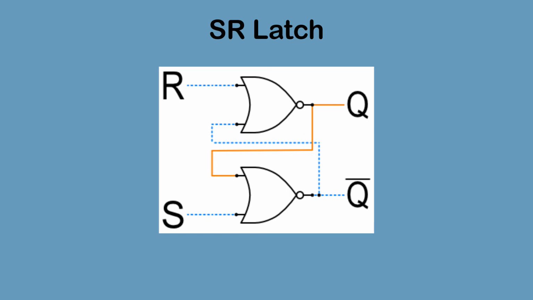So now let's reset the latch. When the reset signal becomes high, the top NOR gate no longer has two false inputs, so it returns false. This switches the Q output to off, and it feeds back into the bottom NOR gate. The bottom NOR gate now has two false inputs, so it returns true, and it feeds back into the top NOR gate, and inverse Q is switched on. When the reset input returns to low, the latch remains latched in the reset setting.